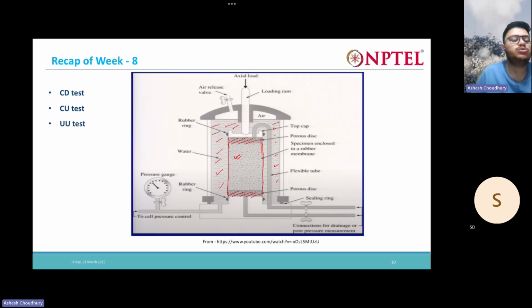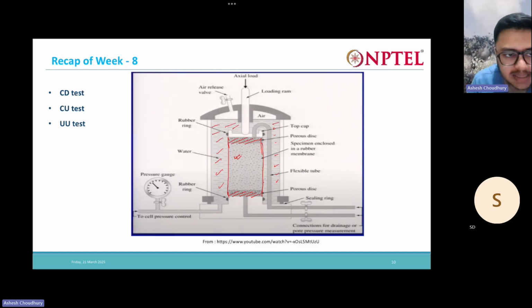Then we have the CU test, the consolidated undrained test. We apply equal confining pressure, and then we open the drainage valve. After opening the drainage valve, we allow the consolidation of the soil to happen. For clays it takes some days. When the consolidation is over, we close the drainage valve and then start applying the deviatoric load, that is the axial load. That is, we start shearing the sample after closing the drainage.